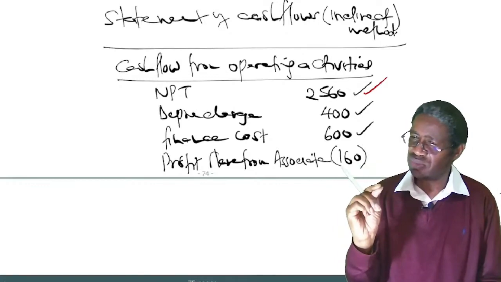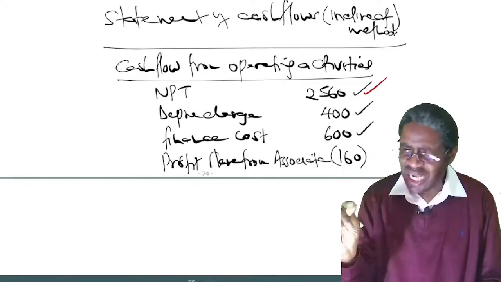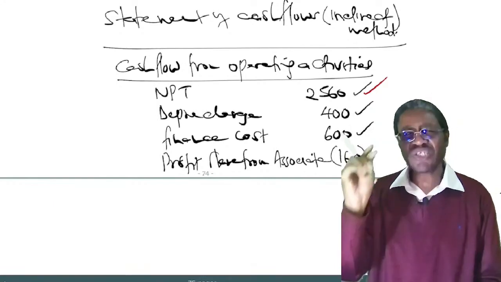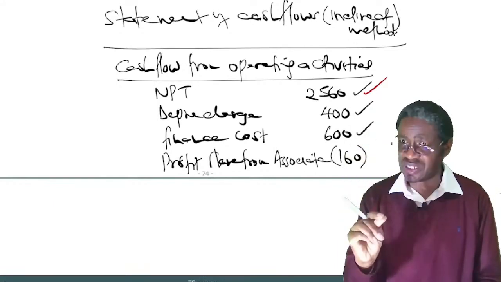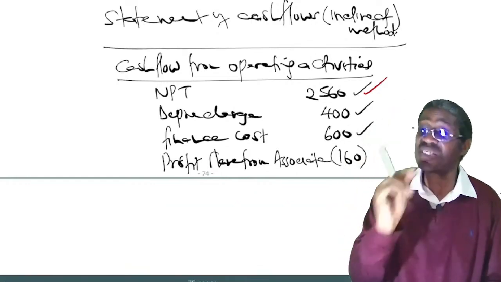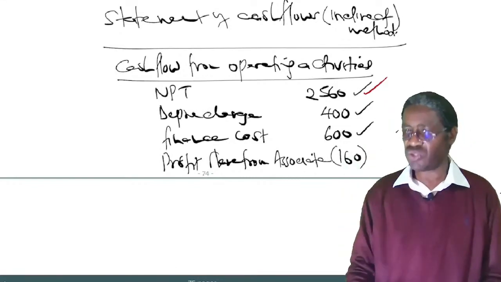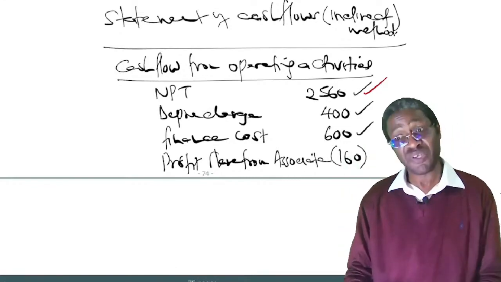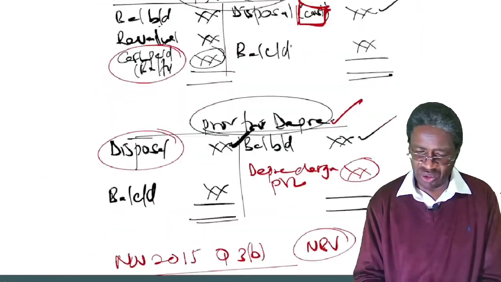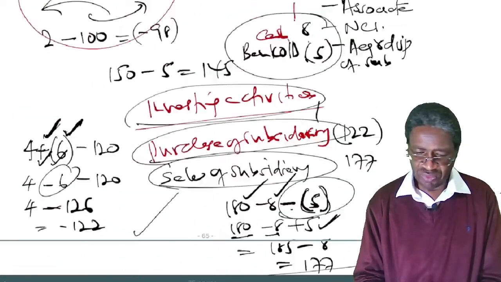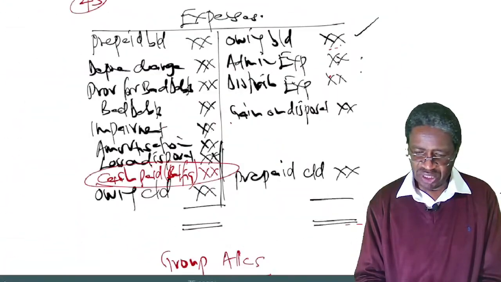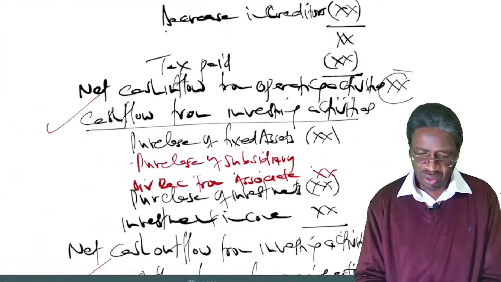And I told you this: any transaction affecting a fixed asset should be considered as an investing activity item. Now, if you remember our format of the cash flow, let me take you there so that I remind you. Where was that format? Let me look at that format. Where is it? Here.